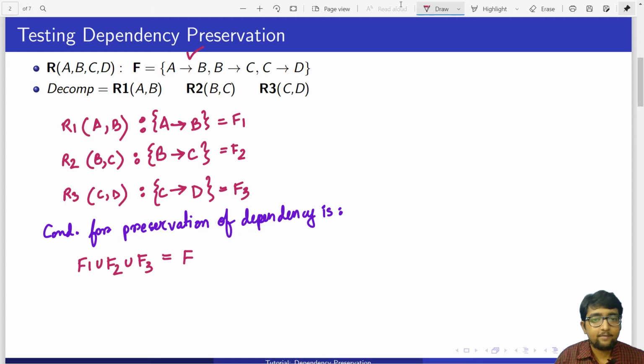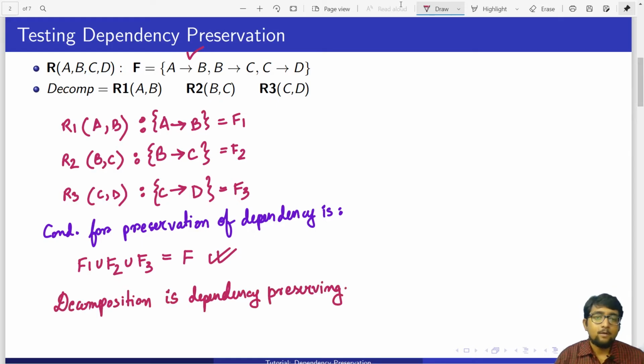If it is directly derivable, it is fine. If it is not, then you have to apply Armstrong's axioms, and by using the rules you can derive the non-trivial functional dependencies which are not directly visible. Here, when we do the union, it is obviously equal to F. You can check that directly, because A goes to B, B goes to C, C goes to D, and the same set is over here also. Since this condition is holding, we can say that the decomposition is okay. Now we'll move to the next example.